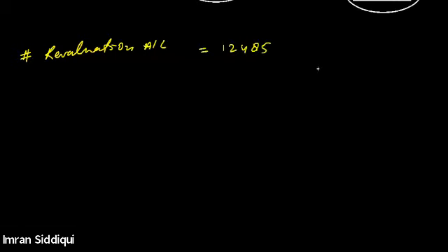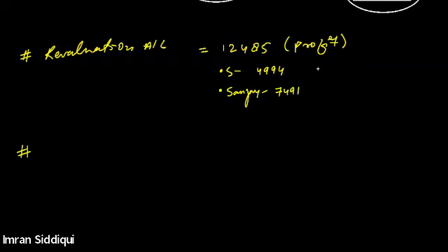12,485. And we need to distribute it among Shyam and Sanjay, and both of them will receive. Shyam will receive 4,994 out of it, and Sanjay will be receiving 7,491. All right.